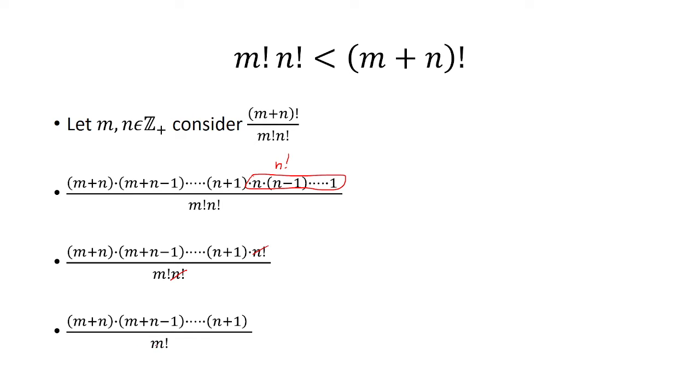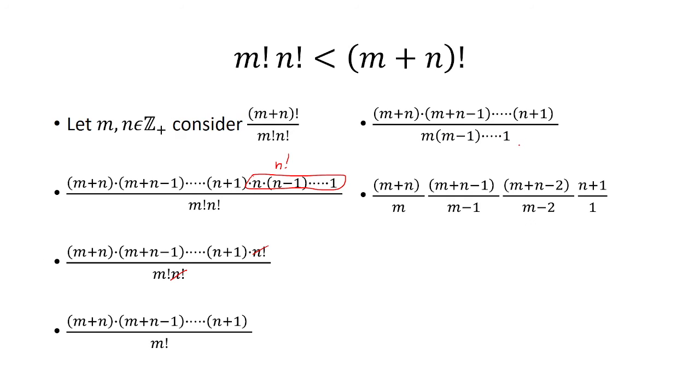Now, let's rewrite m factorial. M factorial is m times m minus 1 times all the way up to 1. Now I can break this up. Looking at the first factors, we have m plus n over m. The second is m plus n minus 1 over m minus 1. And then I just did another one, m plus n minus 2 over m minus 2, etc., and then there should be dots here, all the way up to n plus 1 over 1. Okay, so this is what I'm doing. I'm just grouping these.